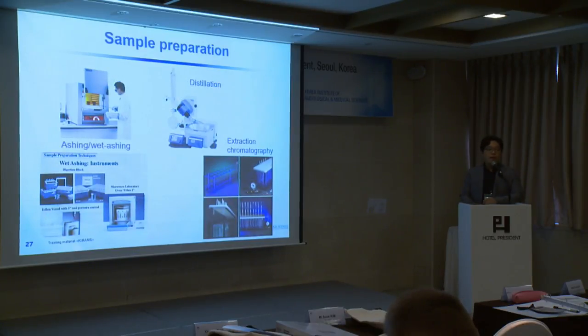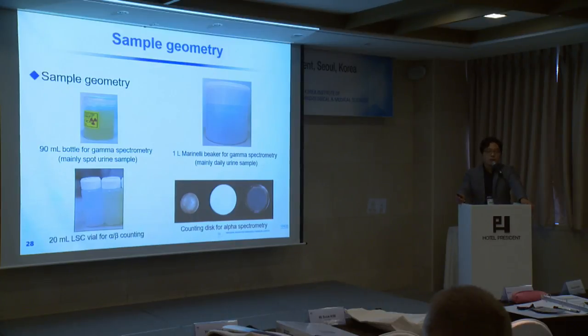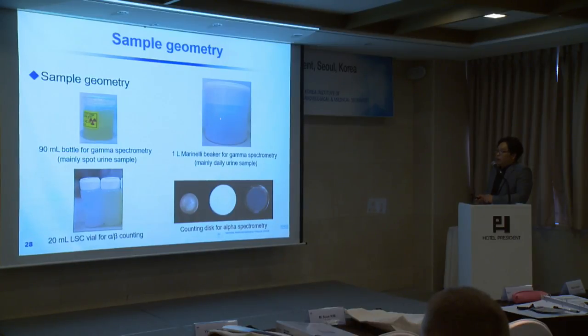As you know, alpha and beta have very weak penetrating power, so those radionuclides must be extracted from the raw samples using chemical techniques. So in vitro bioassay must be treated with this kind of method. This is ashing or wet ashing to reduce the sample volume, or distillation for tritium, or extraction chromatography for actinide radionuclides. And the biological samples can also be measured with fixed volume vials. This is a 90 milliliter bottle for gamma spectrometry. This is a 1 liter Marinelli beaker for gamma.